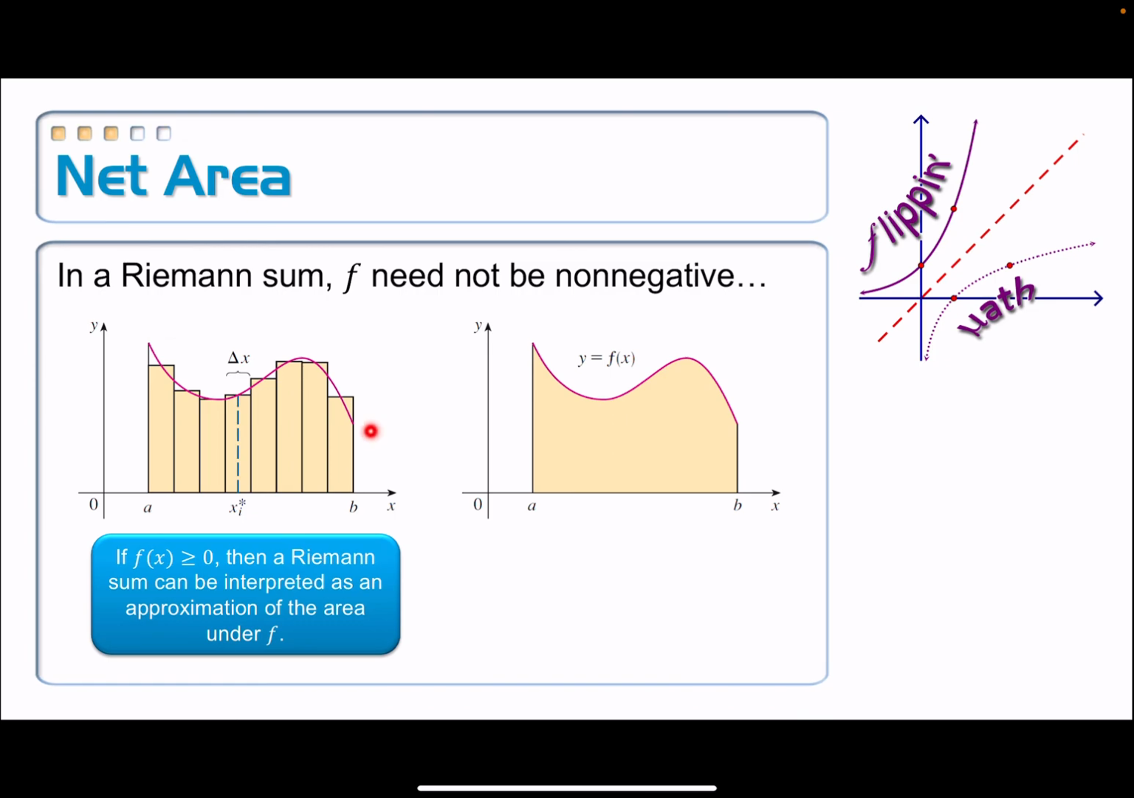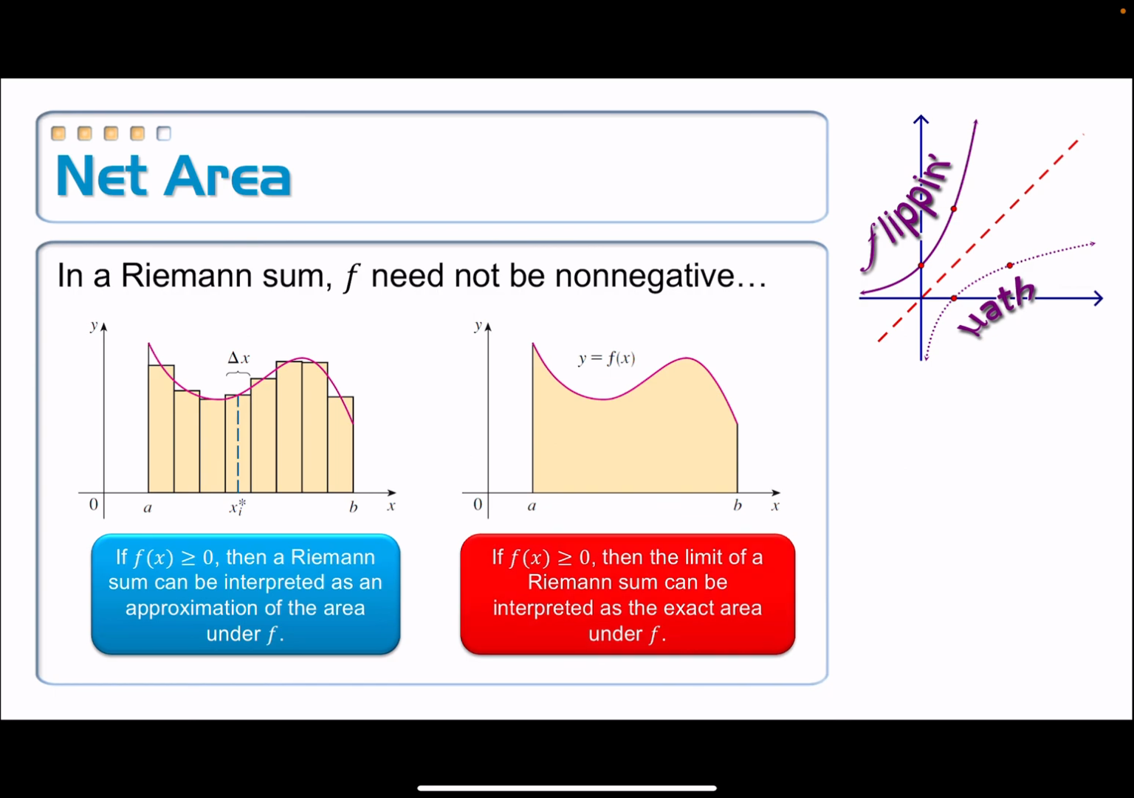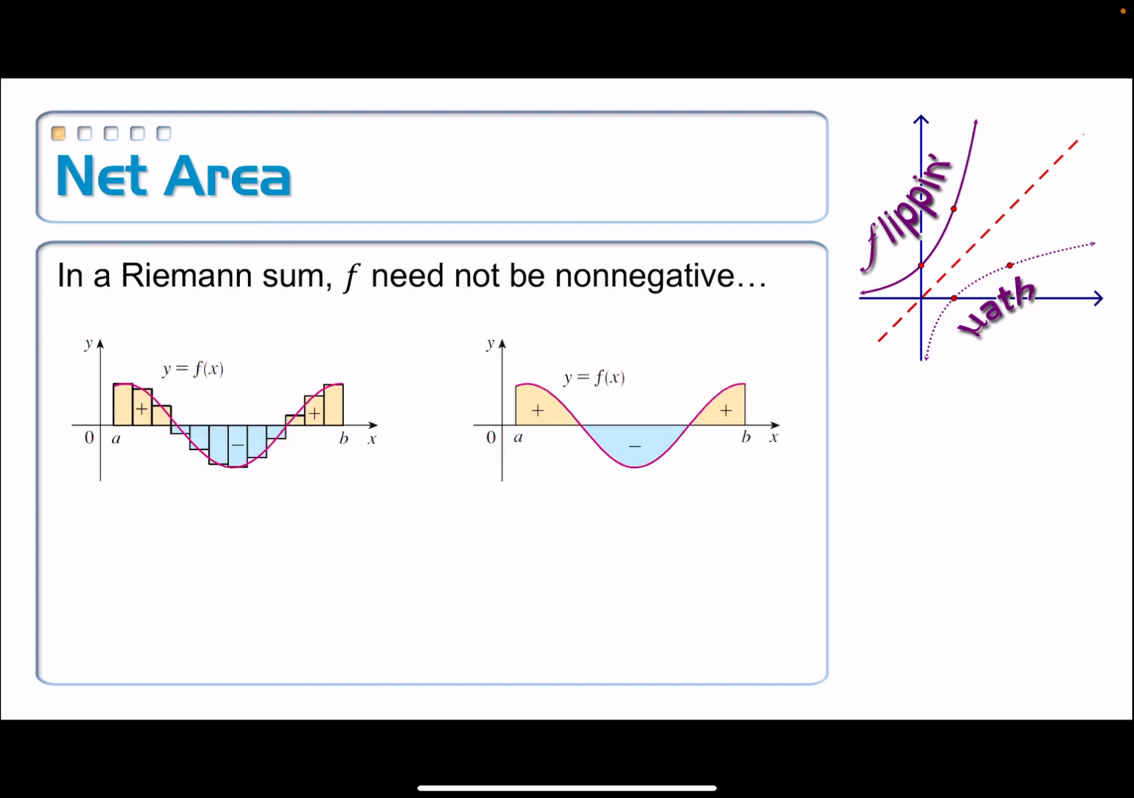How do I move from this one to that one? I have to take the limit as n approaches infinity, and then I will get the exact area underneath the curve up above the x-axis. That's what happens whenever our function is non-negative. But if it is not entirely non-negative, anything that is up above is going to have a positive sign in front of it. Anything down below is going to have a negative sign. And so sometimes they cancel out. Not exactly always. You could have a net area which has a negative sign. You can have a net area which has a positive sign.